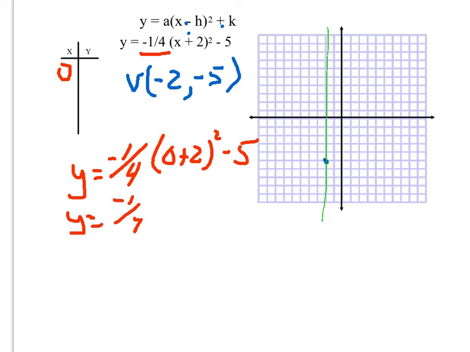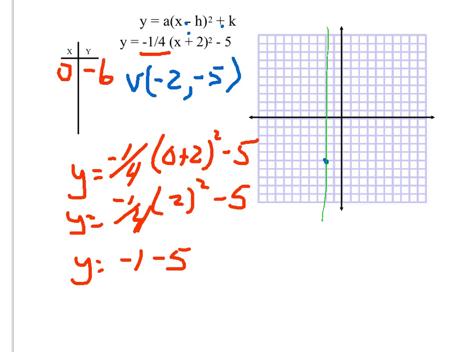So we have -1/4 times 2 squared minus 5. So 2 squared will be 4, and then 4 times -1/4 will be -1. And so we have -1 minus 5, which would be -6. So we can plot that point at (0, -6), which will be here, and we have the mirror image here. So now we have a pretty good idea of how that graph is going to open. It's going to open a little bit wider and down, and that's how our graph is going to look.